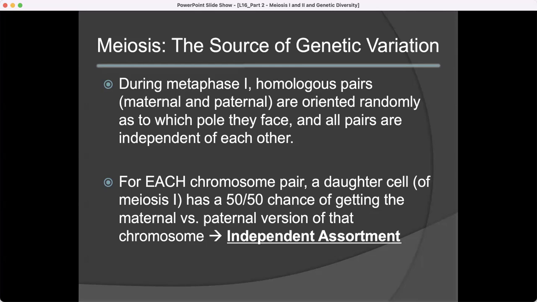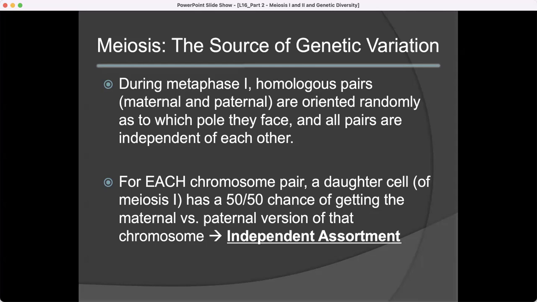This leads us to the rule of independent assortment. This means that for each tetrad that is formed, when this tetrad is separated during anaphase 1, it is separated out randomly. Let's say I have chromosome 1 and I have the tetrad forming. So I have my mom's original and copy and dad's original and copy forming a tetrad together. When this tetrad separates out and those homologous chromosomes are separated, let's say, for instance, my dad gets pulled to the left of the cell and my mom gets pulled right.